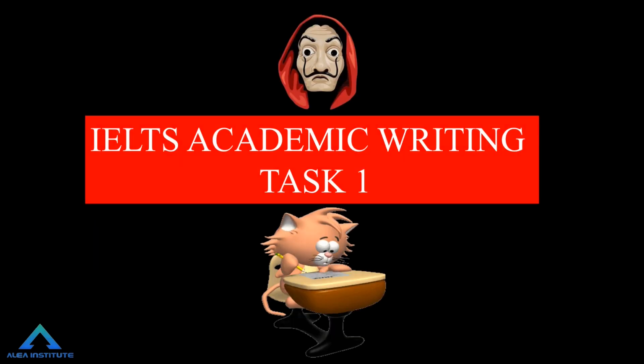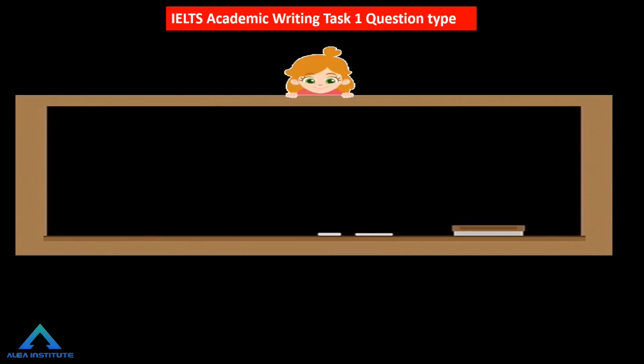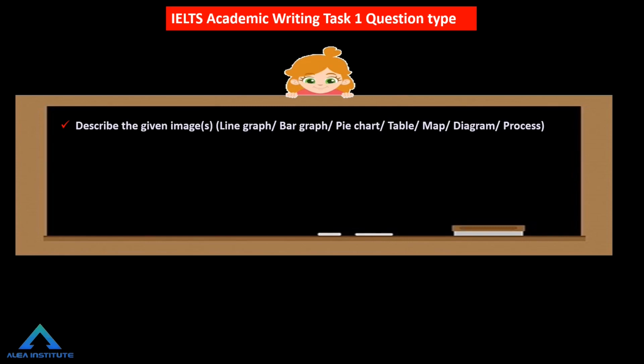In this video, we will learn how to write IELTS Academic Writing Task 1. If we look at the question type, here we get one image or more than one images to describe. That image can be a line graph, bar graph, pie chart, table, map, diagram, or a process.